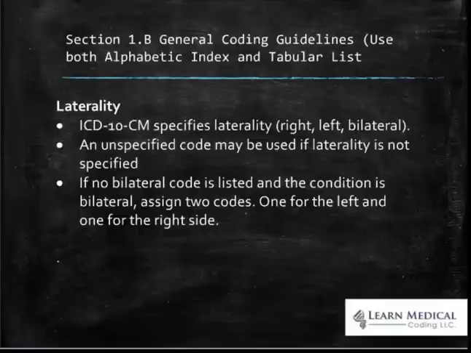There is an unspecified code available if the laterality is not specified. So if you don't know if this complication is on the right side or the left side, you can code unspecified. When there is not a bilateral code available, you will code a right side and a left side code.